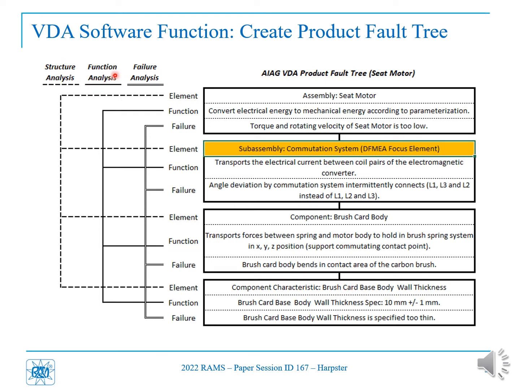Once the structure analysis is created, the next thing to do is the function analysis. For each of the individual assemblies, subassemblies, components, and characteristics, we have specifications. So that's what you see here. In the case of the seat motor, it has to convert the electrical energy to mechanical energy according to a certain parameterization. The final step of creation of the product fault tree is the failure analysis. One then writes the failure modes of each of the functions that have been listed in the flow diagram. So what you see here is the completed product fault tree for the AIAG-VDA methodology.